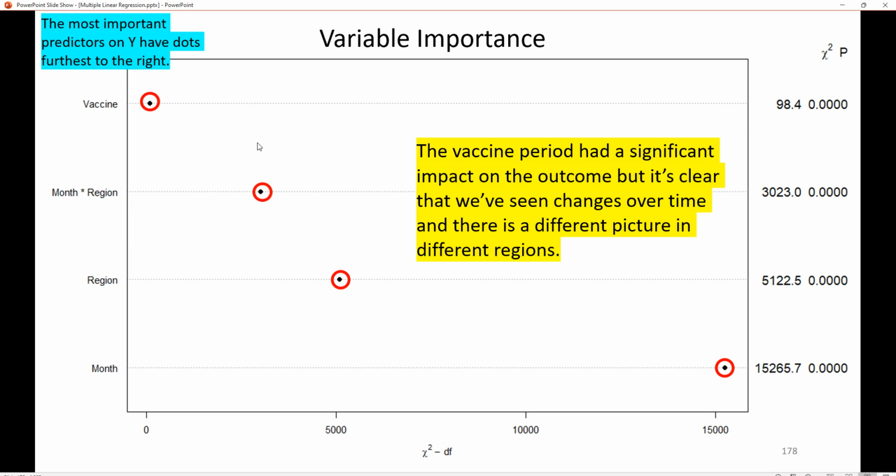And although that's a very important predictor and supports maybe our hypothesis, we do see that there are stronger predictors. The month by region interaction is very significant, and then the differences between regions also is very significant. But we do see the biggest impact seems to be over time. So we are seeing differences between regions and a different picture over time.